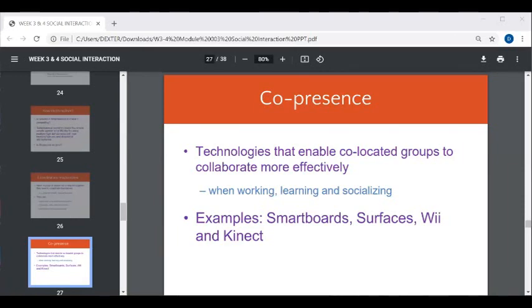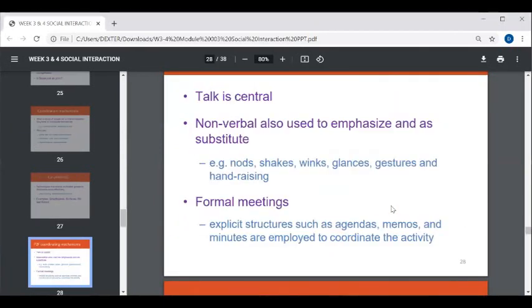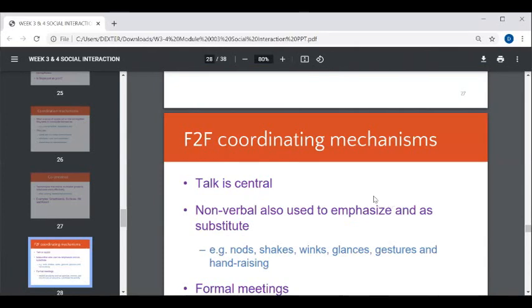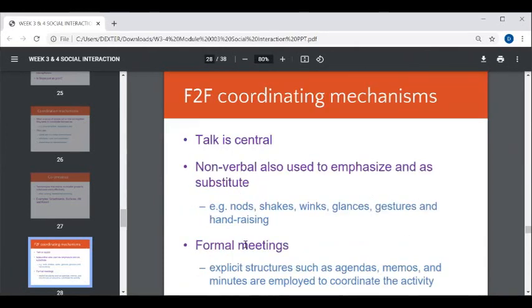So when you think about telepresence as a way to limit travel costs, it increases effective communication, builds engagement, and provides business enablement. Okay. And face-to-face coordinating mechanism. Okay.